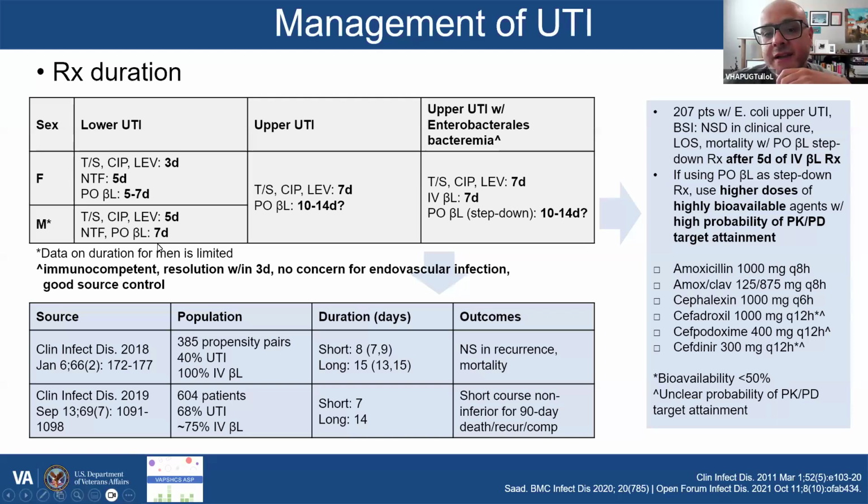In terms of duration, treatment for lower UTIs can be anywhere from 3 to 7 days, depending on the antibiotic. The data on treatment duration for men is limited, so they always get a couple more days. And for upper UTIs, if you're using a fluoroquinolone or Bactrim, 7 days is sufficient. And once more, data on duration of treatment for oral beta-lactams is limited, and in some studies, it has shown an increased relapse rate with shorter durations. So if we're using an oral beta-lactam for an upper UTI, we usually do a longer course of treatment, 10 to 14 days.